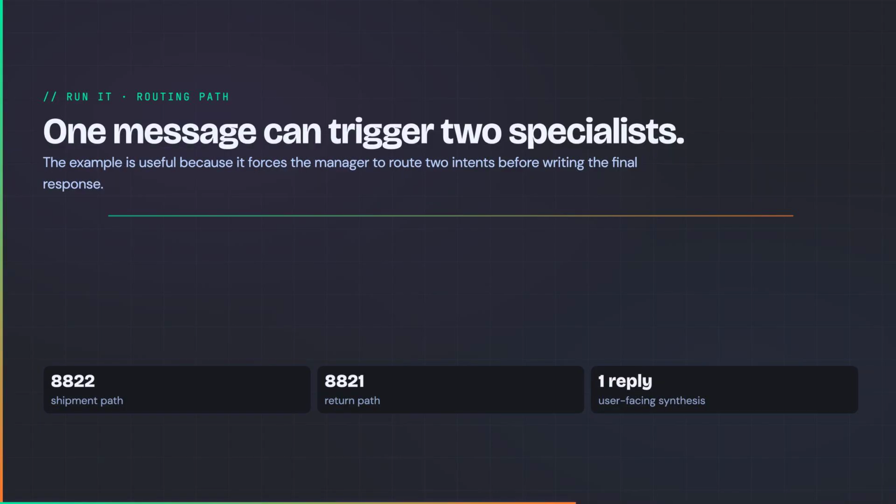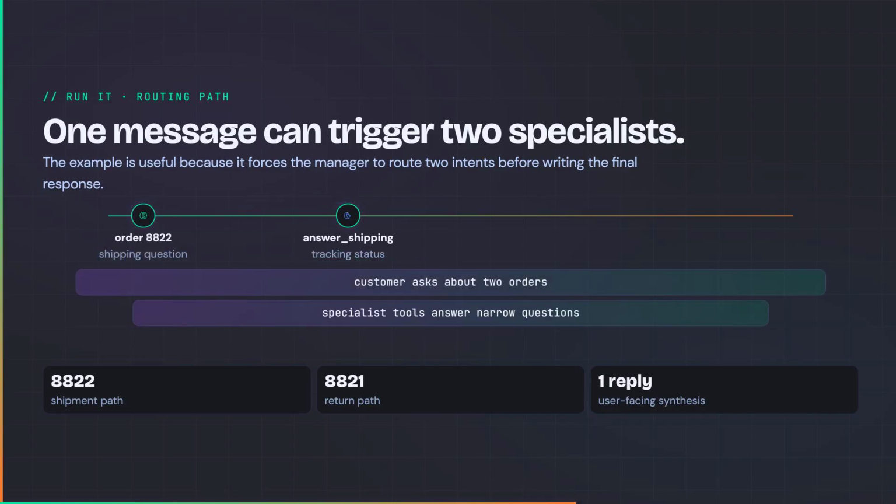Now put the example through motion. The key is how one customer request becomes one customer answer without exposing the internal routing. The first intent is order 8822. The customer wants shipping status, so the manager has to identify the shipment question. The shipping specialist answers the tracking side. The manager calls answer_shipping to get the status instead of making the front agent know everything.